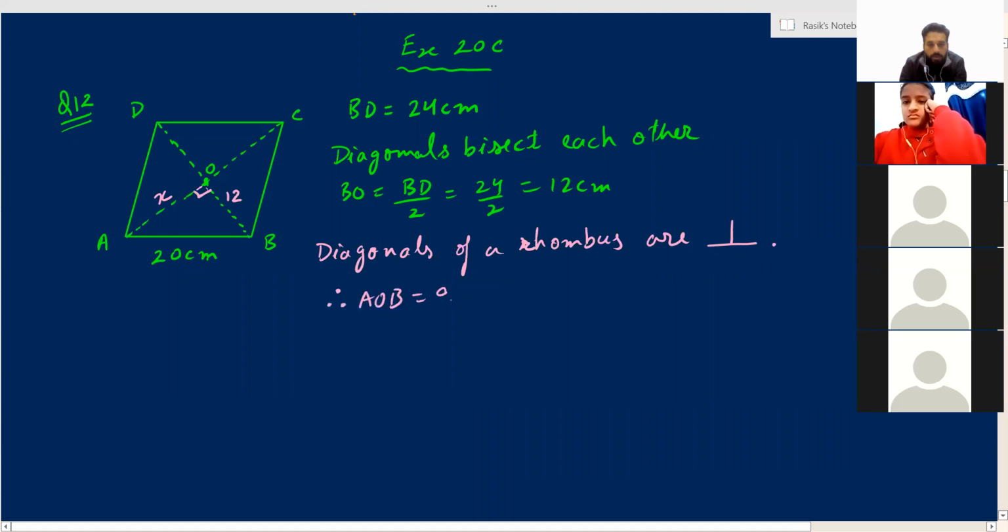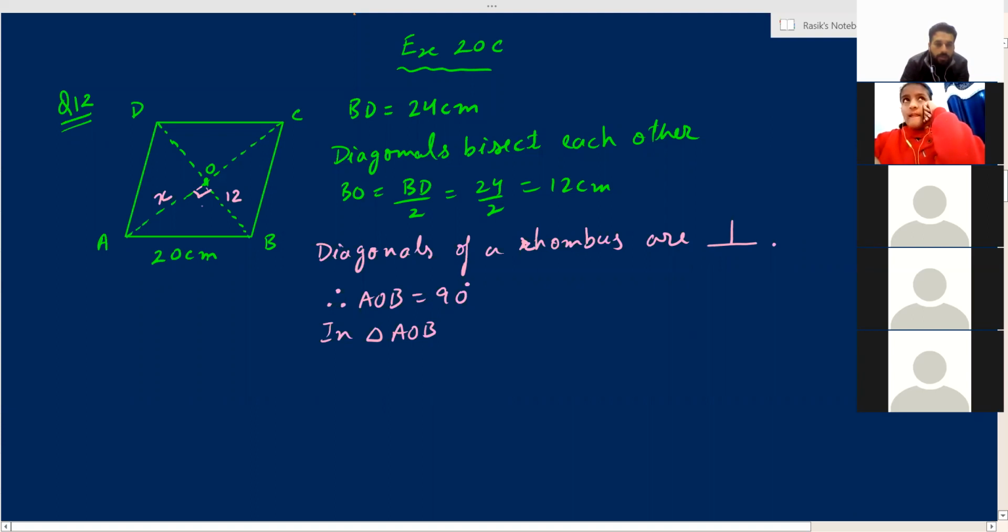Angle AOB is equal to 90 degrees. So in triangle AOB, we can use Pythagoras theorem to find x. Triangle AOB is a right angle triangle. Okay, so we can use Pythagoras theorem.